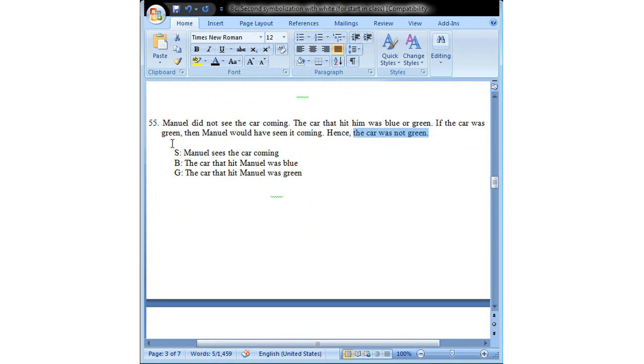Take your time. S: Manuel sees the car coming. B: the car that hit Manuel was blue. G: the car that hit Manuel was green. All on a horizontal line, single slashes, double slashes, take it systematically.